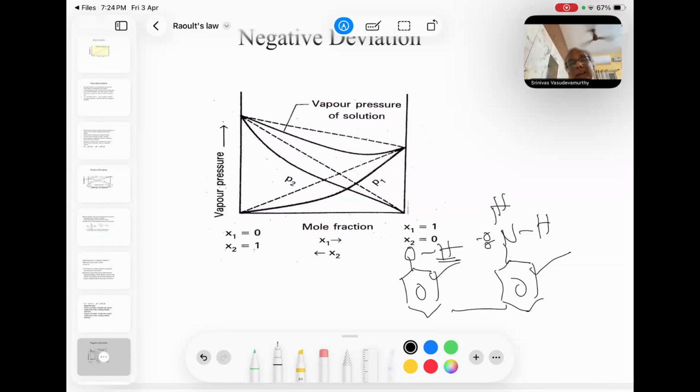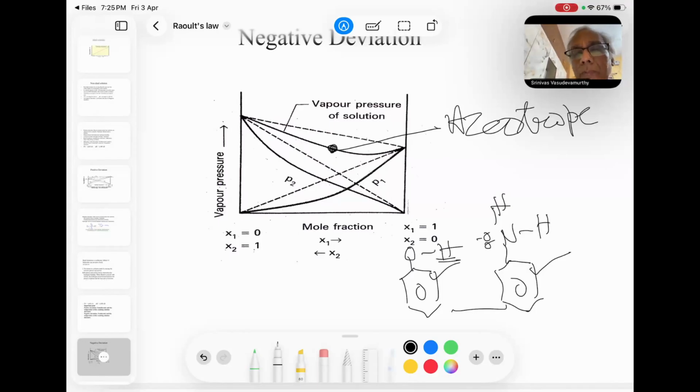So it shows a negative deviation. The negative deviation curve is shown here. X-axis is mole fraction, Y-axis is vapor pressure. The dotted line shows the ideal solution. The curved line shows the non-ideal solution, showing a negative deviation. It is below the dotted line because it's a negative deviation. I'm going for the minimum now. So this is the minimum value. This forms an azeotrope here.